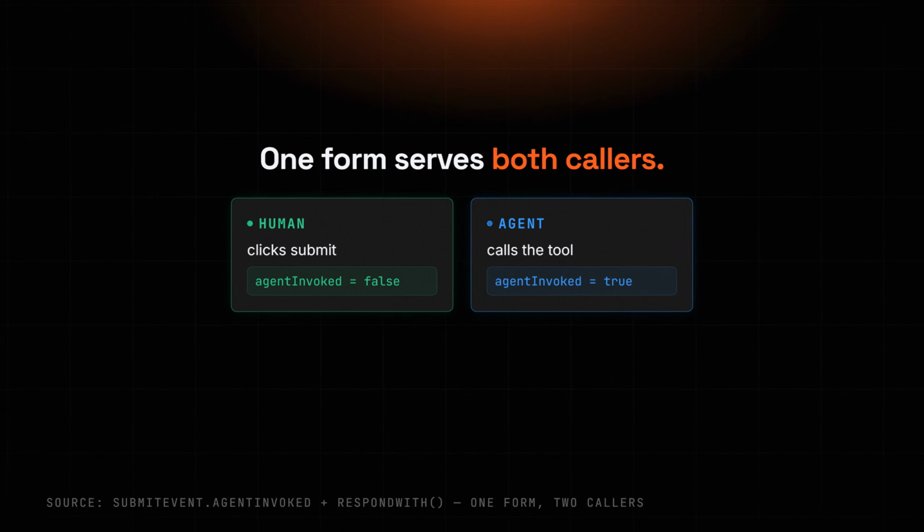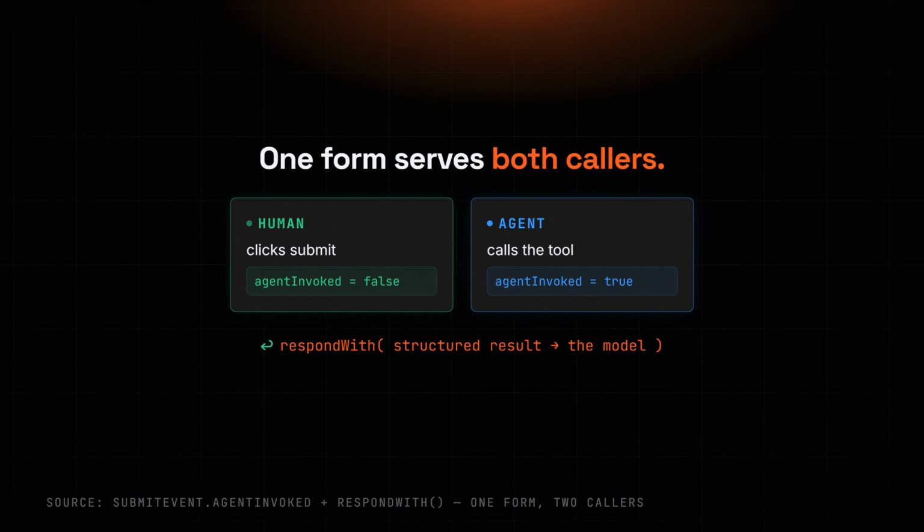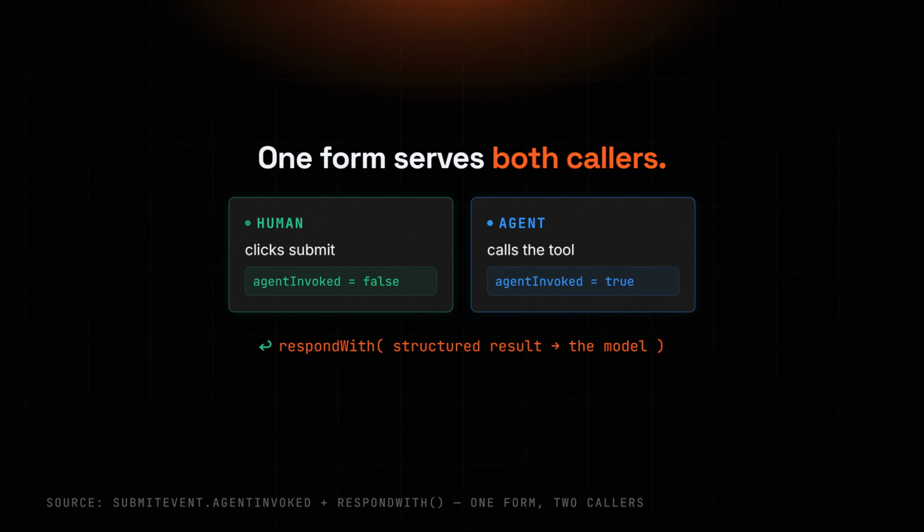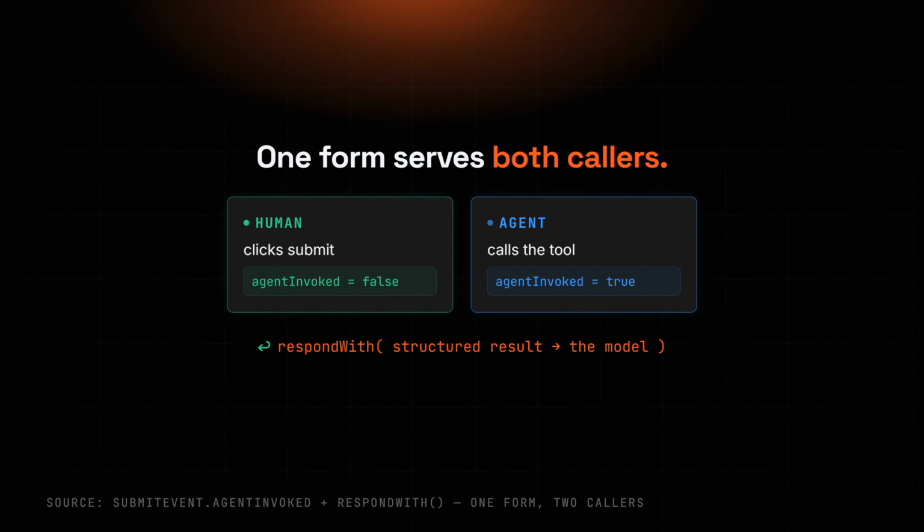When an agent submits one of those forms, your code receives a flag, agent invoked, that tells you a machine did it, not a human. You can even respond with a structured result straight back to the model. One form quietly serves both a person and an agent.